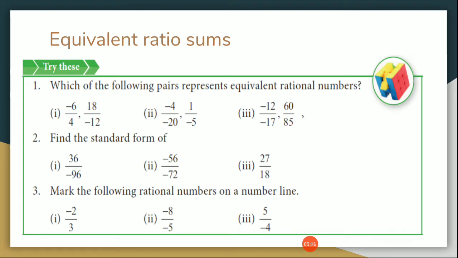Next, there are a few questions given here. Which of the following pairs represent equivalent rational numbers? Equivalent rational numbers means you can simplify the number and write it. For example, minus 6 by 4, you can cancel it out and write it, right? You can use the 2 table and cancel. So it will be minus 3 by 2, and 18 by minus 12. You can cancel it out. First, minus 6 by 4. Cancel it out, write the answer. And then 18 by minus 12. Cancel and write the least simplified term.